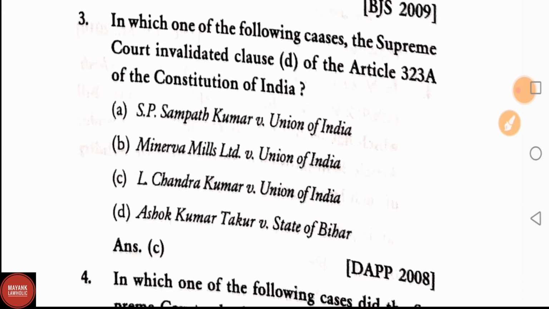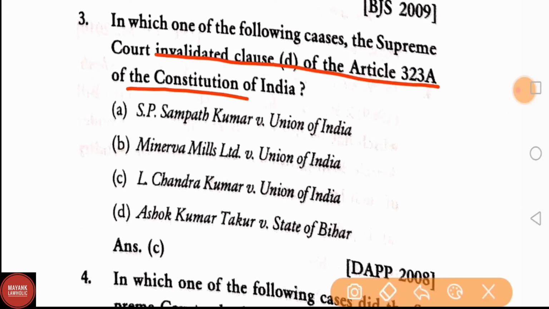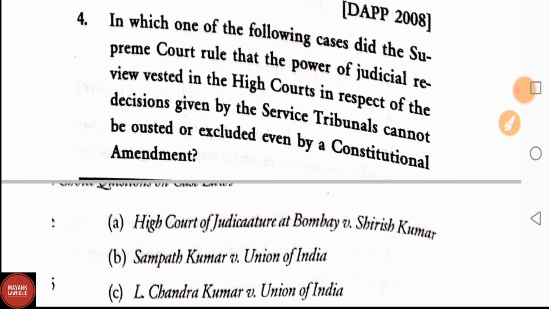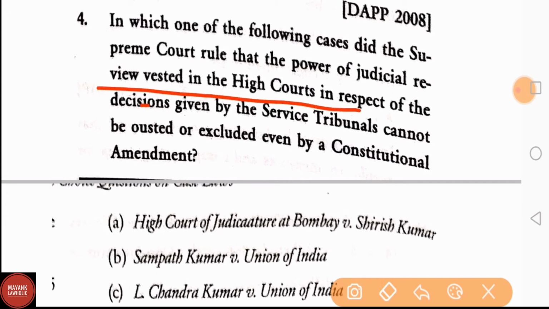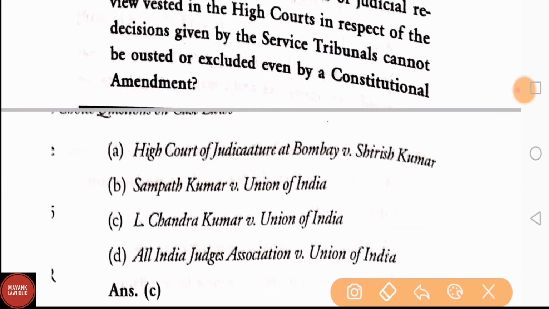Question number 3. In which of the following cases the Supreme Court invalidated clause D of the Article 323A of the Constitution of India in L. Chandrakumar versus Union of India? Question number 4. In which one of the following cases did the Supreme Court rule that the power of judicial review vested in the High Court in respect of the decision given by the service tribunals cannot be ousted or excluded even by a constitutional amendment? This observation was made in the case of L. Chandrakumar versus Union of India.